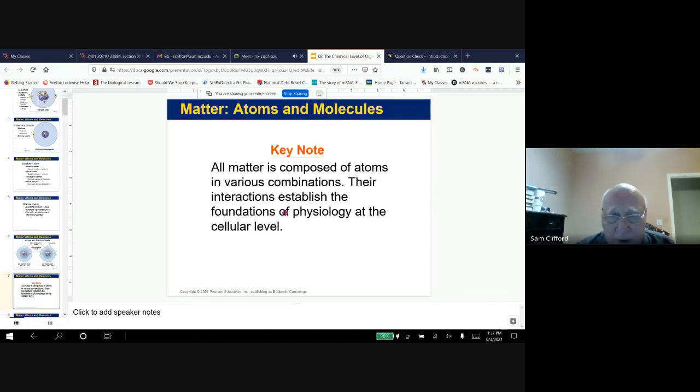All matter is composed of atoms. So just think how amazing it is that you put a bunch of atoms together that make molecules, that make cells, that make tissues, that make organs, that make organ systems, and we have life. Unbelievable.